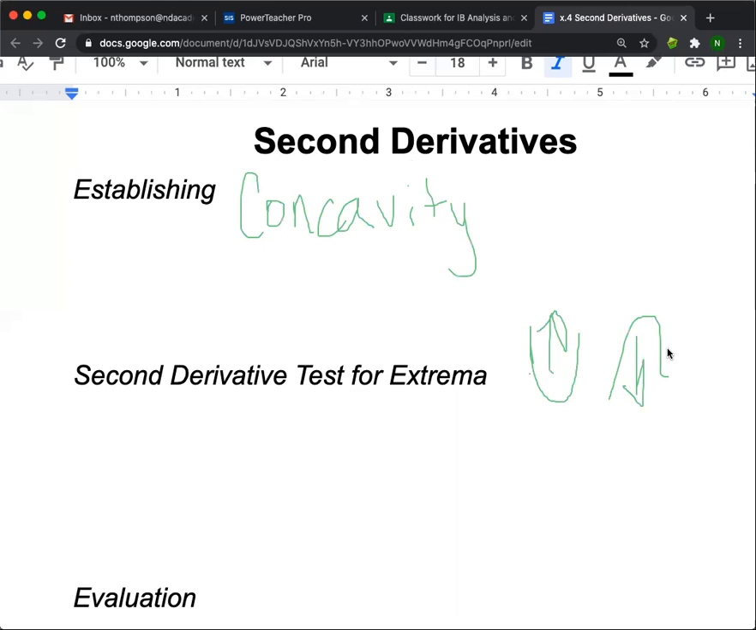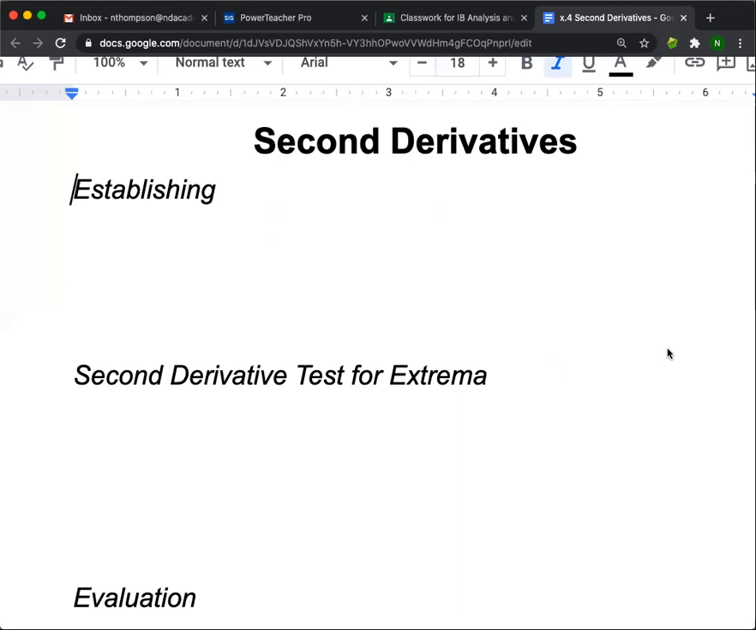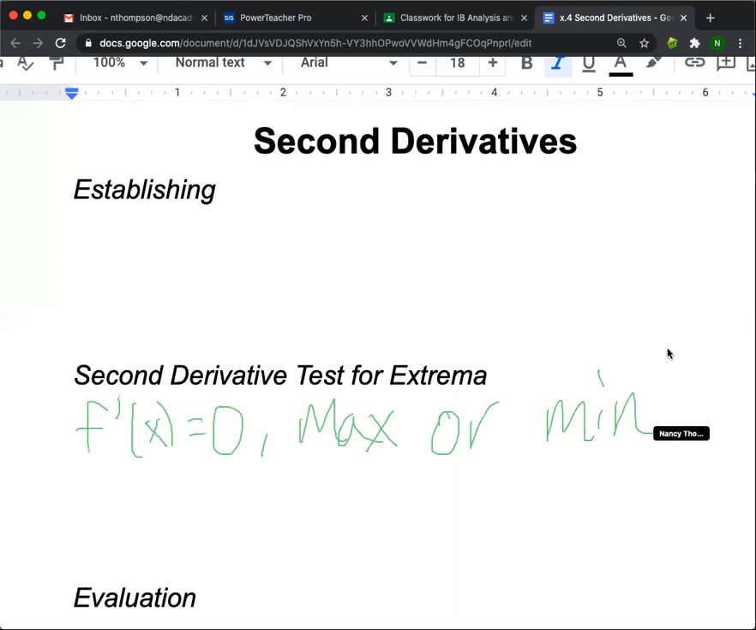So the second derivative test for extrema: again, from your first derivative notes, you might remember that when f prime of x, so when the first derivative equals 0, that means there is a max or a minimum. But we can't really tell which one it is unless you want to plug in values on each side, or now using the second derivative test, you can plug that value in to the second derivative.